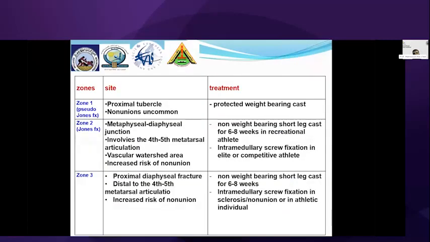The treatment of the base fifth metatarsal fracture: zone 1, the proximal tubercle, non-unions are uncommon and treated with a protected weight-bearing cast. Zone 2 is the metaphyseal-diaphyseal junction involving the fourth, fifth metatarsal articulation. This is a vascular watershed area, with increased risk of non-union, so it is treated by non-weight-bearing short leg cast for 6 to 8 weeks, with intramedullary screw fixation for elite or competitive athletes. Zone 3 fractures are proximal diaphyseal fractures, distal to the fourth to fifth metatarsal articulation, with increased risk of non-union, treated by non-weight-bearing short leg cast for 6 to 8 weeks, with intramedullary screw fixation in sclerosis, non-union, or in athletic individuals.